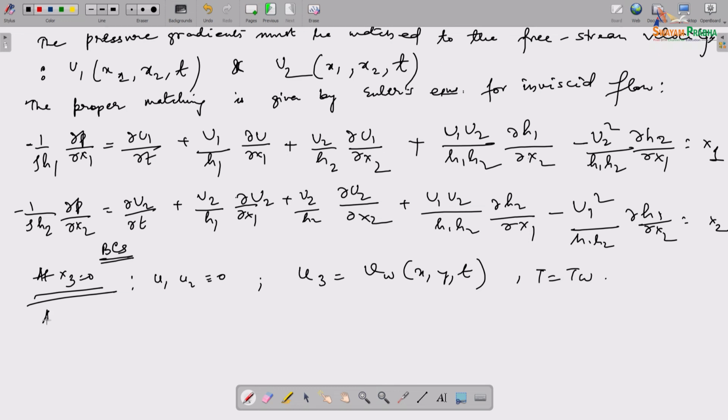Now, at x3 tends to infinity, what does this mean? So, this means nothing. This means that once we are away from the surface, there is no boundary layer. The boundary layer fades, so it slowly resembles the free stream around it. Okay, that's all it means if you look at it.